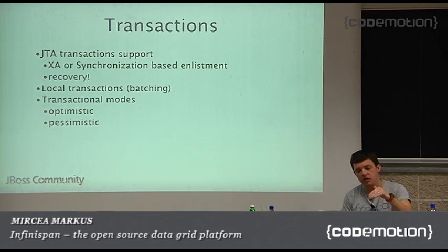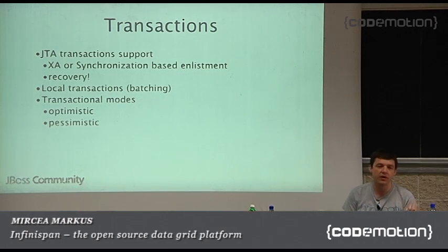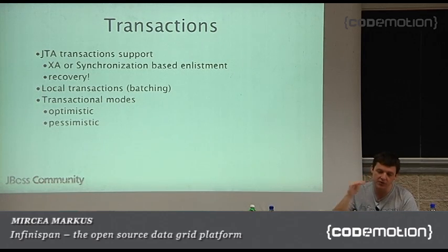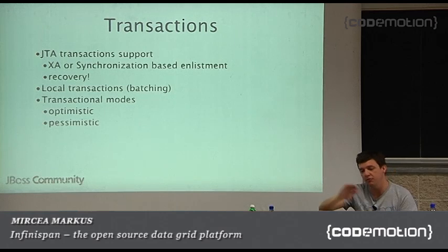The difference between local transactions and XA transactions is that an XA transaction requires a transaction manager, which is a bit more set up on your side. Local transactions are very easy to set up. You don't need a transaction manager. So if you just need transactions on top of Infinispan, not involving other data storage engines, you'll just use local transactions or batching.